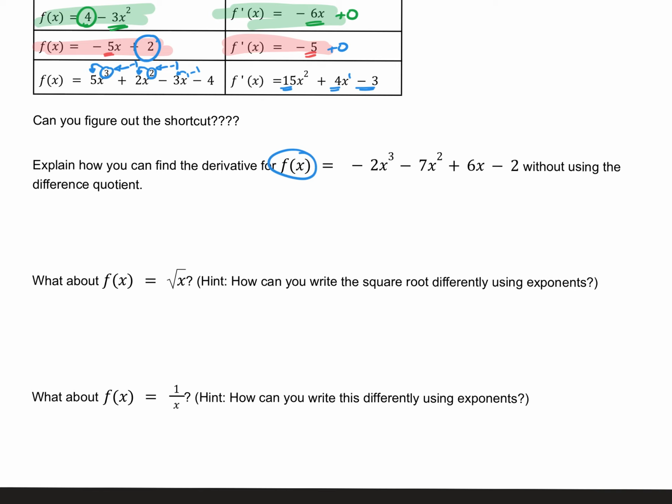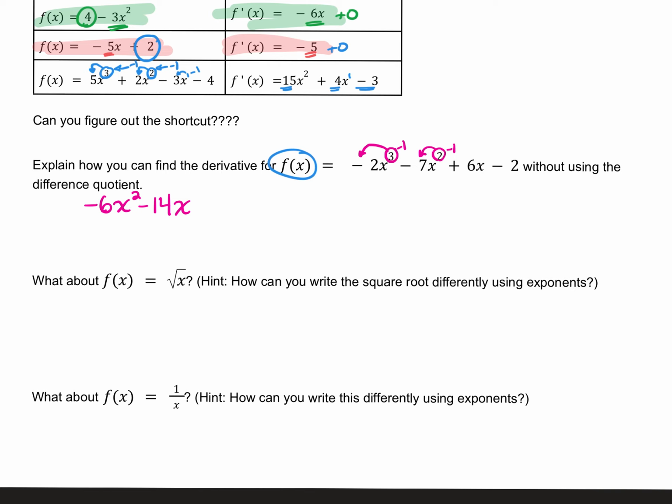So to figure this out, I'm going to take the 3 as the exponent on x cubed, multiply it by -2. So I get -6x, and then I subtract 1 from that exponent. So it's -6x squared. Then I'm going to take the 2, multiply it by -7. I get -14x, and then I subtract 1 from 2, and I get x to the first. So we'll just write x.